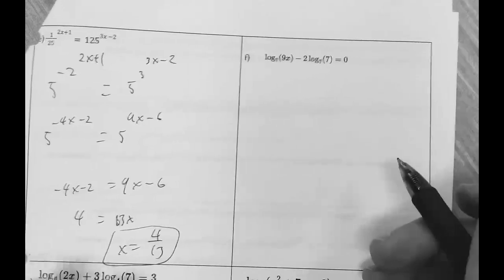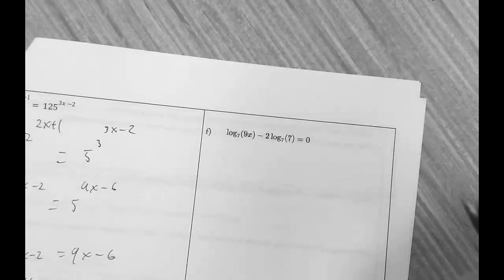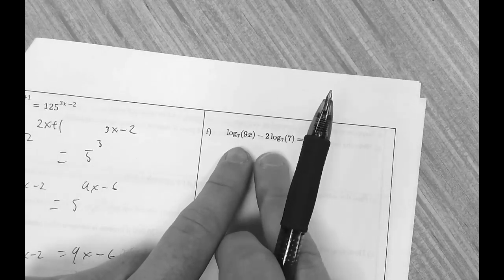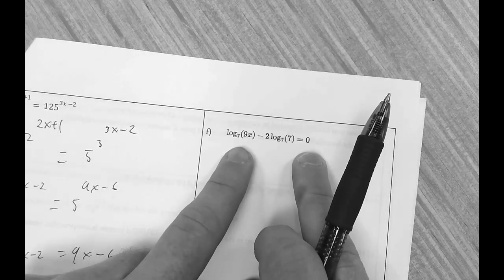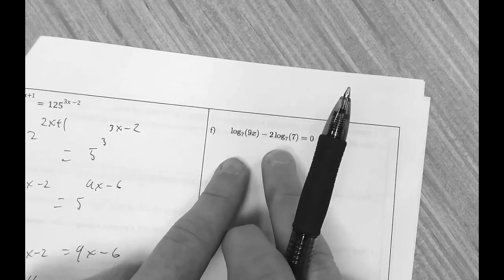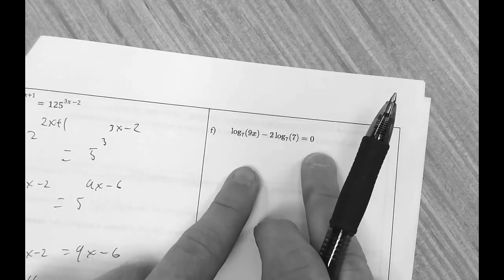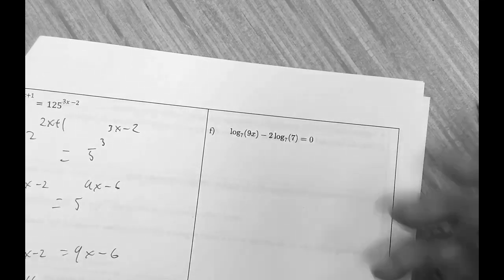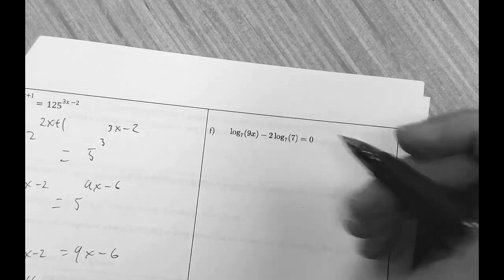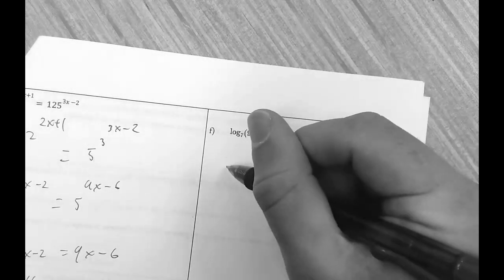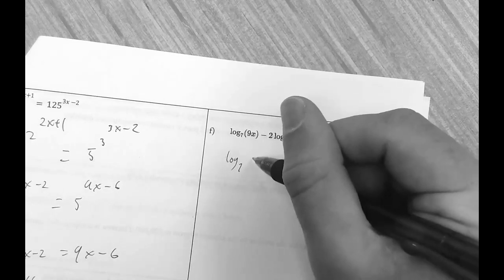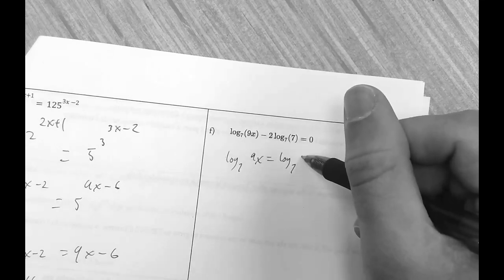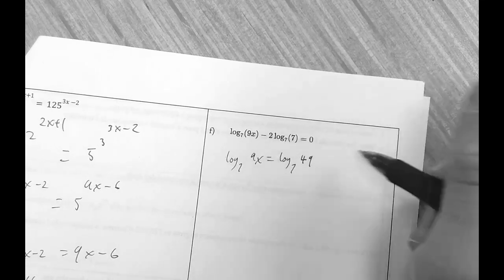All right, next one, we're back to another log. So this one, again, it's not logs on both sides. Oh, no, we could move this one over, and then we could set the insides equal to each other. You have a choice here. You could move this one over, and we could set the insides equal to each other, or we could rewrite it as a log. So either way is fine. I'm just going to rewrite it as a log. So we're going to have here log base 7 9x equals log base 7 49.